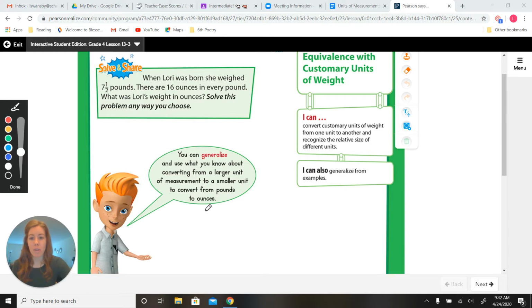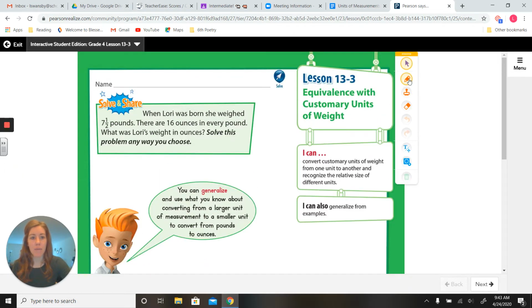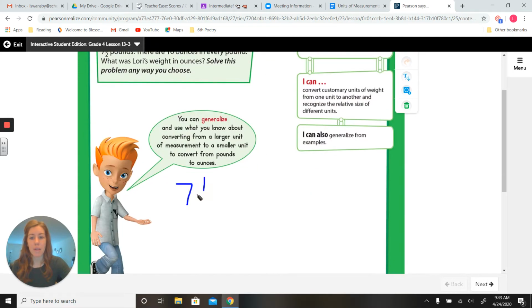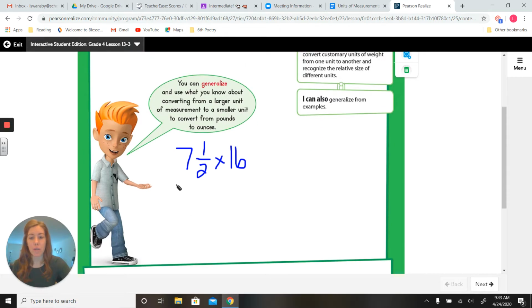So we are going to take 7.5. Actually, like this one better. 7.5 times 16. And then we need to distribute. So first we need to multiply 7 times 16. And then we need to distribute half times 16.